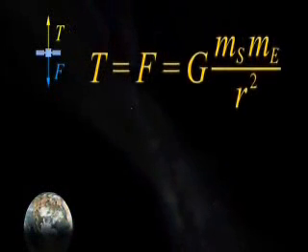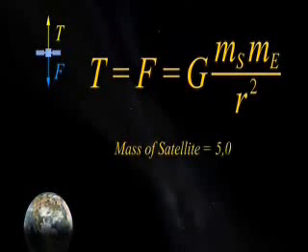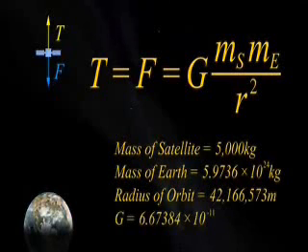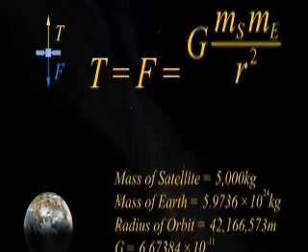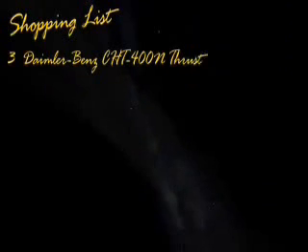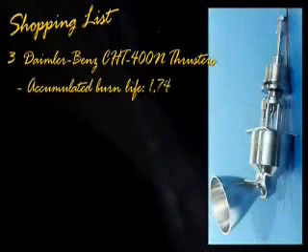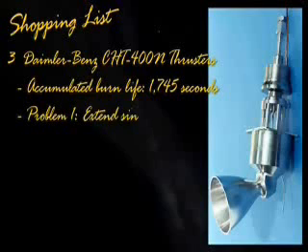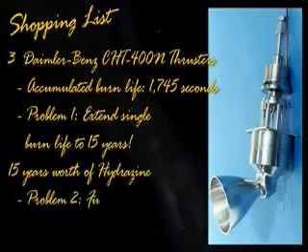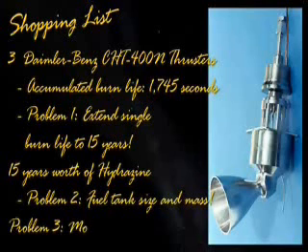A typical communications satellite may have a mass of up to 6 tons, but let's go with 5 tons. The force acting on our 5-ton satellite due to gravity works out as 1,121 newtons. This force needs to be applied constantly to the satellite to keep it in a stable orbit. Satellites have thrusters to allow for orbital adjustments, but not to apply a constant thrust for the entire life of the satellite, which could be up to 15 years.